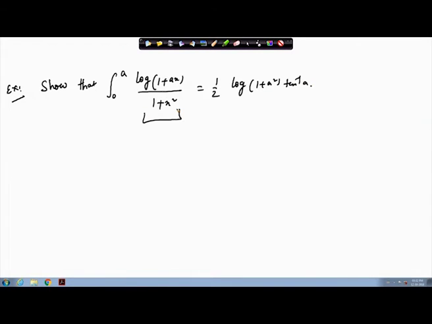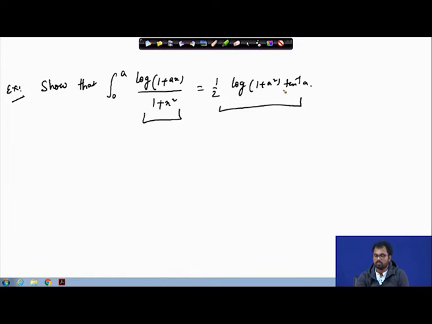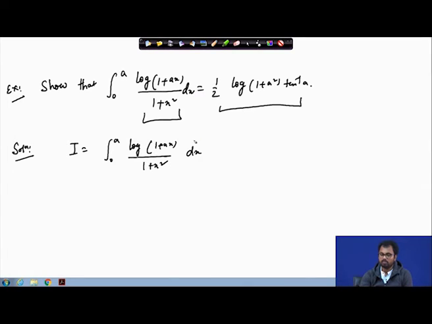So again, if you look at this integral, it might look a little bit complicated, but on the right hand side we have a value of the integral which involves log and tan inverse. So I can write I equals integral from 0 to a of log(1 + a x) divided by (1 + x²) dx. Here we are integrating with respect to x, so a will be considered as the parameter, and we have an a in the integrand as well as in the upper limit.